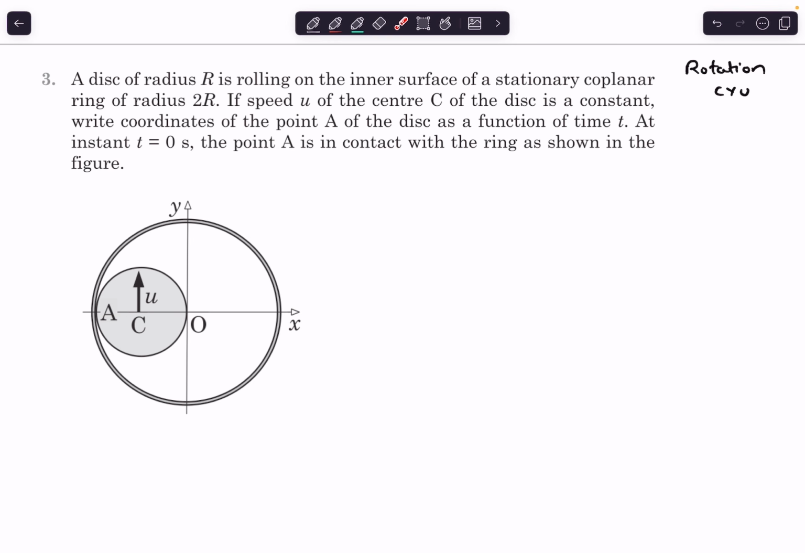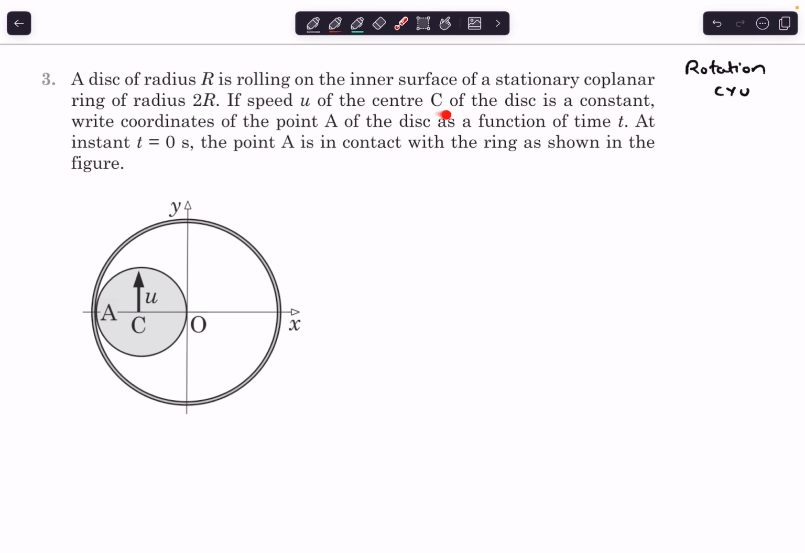Okay, so in the first question, we have a disk whose radius is capital R, and it is rolling on the inner surface of a stationary coplanar ring whose radius is double. So basically, the outer disk is a fixed disk, and the inner one, which has half the radius, is said to roll on the inside of this outer disk.